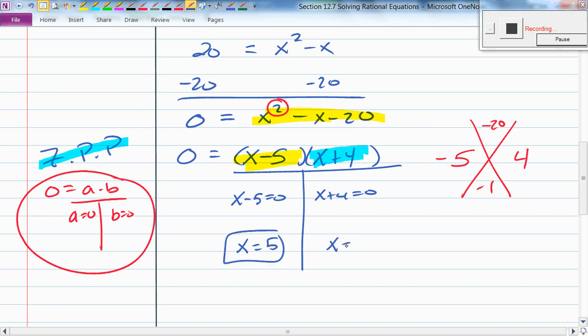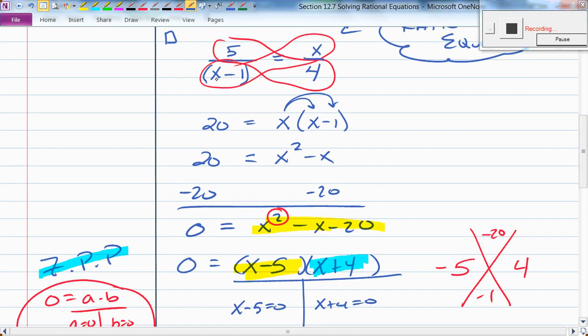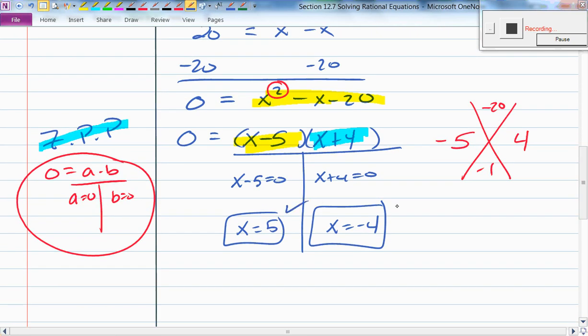x equals negative 5 or x equals negative 4. Those are the only two answers I have. Now let's go back and check to make sure that I'm allowed to plug those in. Yep, I can plug a negative 5 or a negative 4 in there because I won't get a 0, and then there's nothing else I have to worry about. So my two answers for this problem are negative 5 or negative 4.